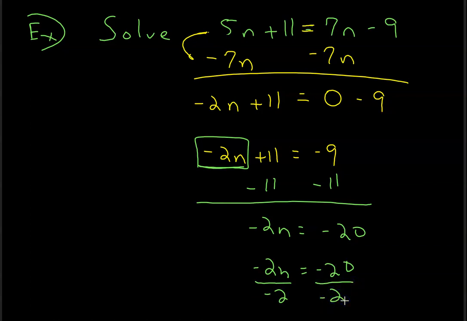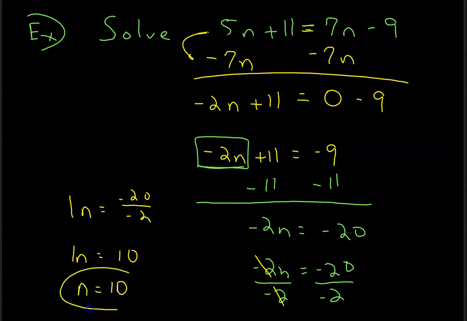By dividing by its coefficient, it cancels out. So what I mean is, negative 2 divided by negative 2 cancels out to be 1. So it gives you 1n equals negative 20 over negative 2. So 1n equals 10. 1n is the same thing as just regular n. So n equals 10. So my solution there is 10. And that's how you solve that equation.